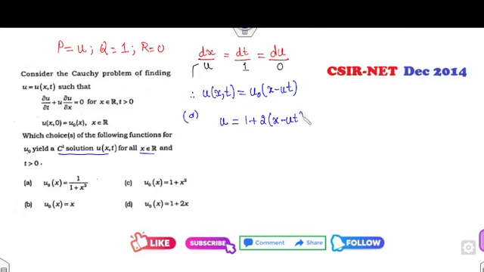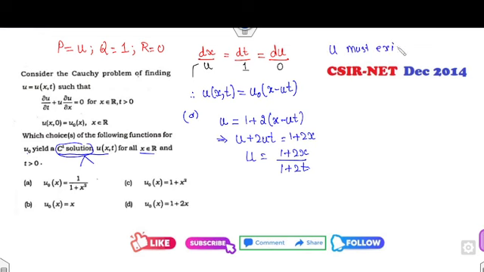Can you find the value of u? So clearly u plus 2ut is 1 plus 2x, and u will be 1 plus 2x over 1 plus 2t. Since I need a solution, this limit, that means u, must exist. So u will exist when the denominator is non-zero.